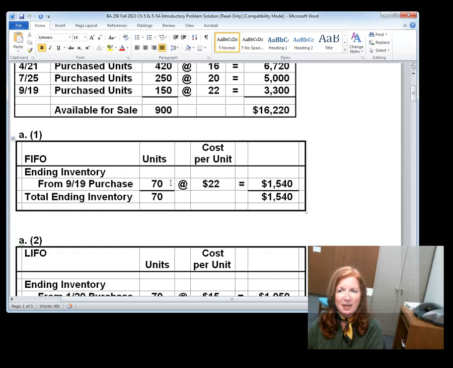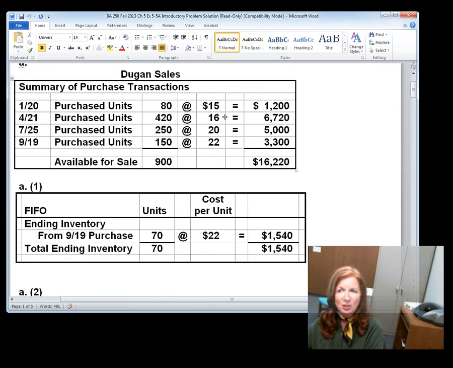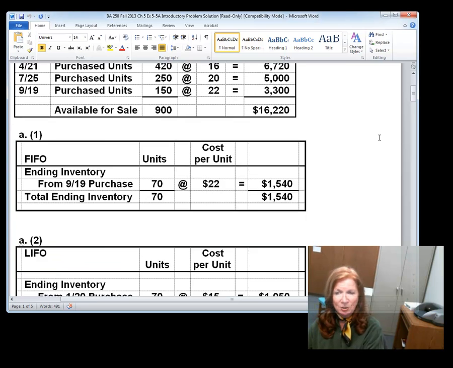Now that's the unit count. So the question becomes, under FIFO, we're saying that the first units in, the $15, $16, and $20 units were the first units out. So only the $22 units would be left for our ending inventory. So of this 150 that we bought for $22, 70 of them are still around in the inventory at $22 a piece, and the ending inventory will be $1,540. Now that's first in, first out, but that would mean what was last in was still in the inventory. And the last things cost us $22.